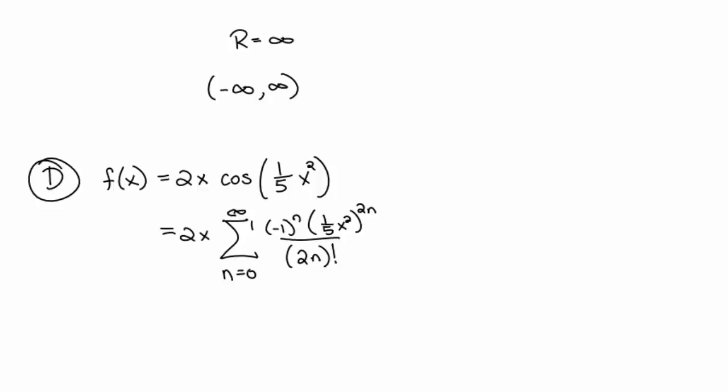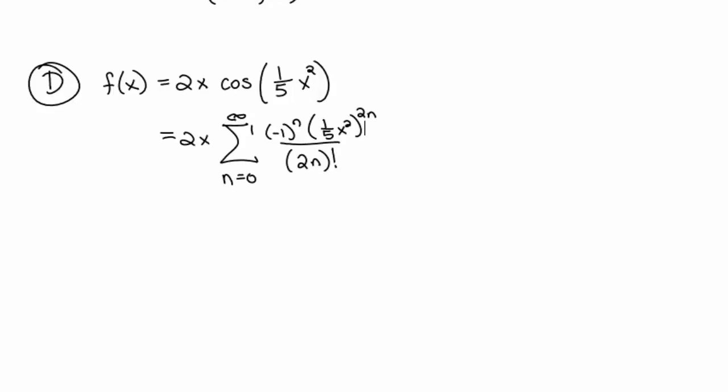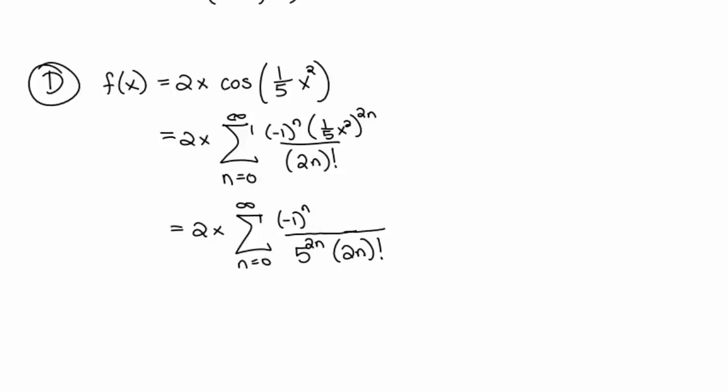So I'm going to spend a little bit of time cleaning this up. Not too much, just a little bit. I'll leave the 2x outside for now. The sum from n equals 0 to infinity. I have the alternation in here. I'm going to park that 5 downstairs. It'll be 5 to the 2n downstairs. There's still a 2n factorial in that denominator as well. And then I have x squared to the 2n, or in other words, x to the 4n. Whoops, I almost miswrote that.